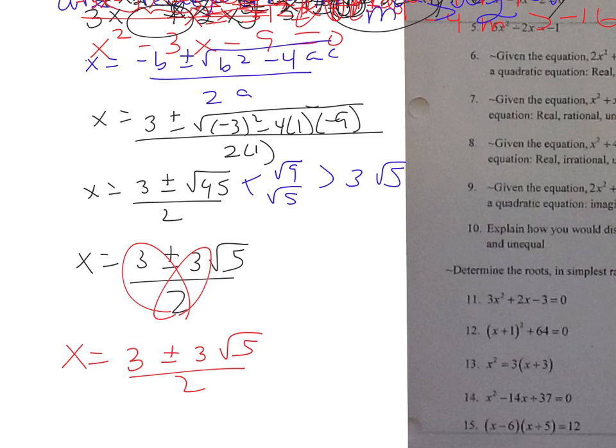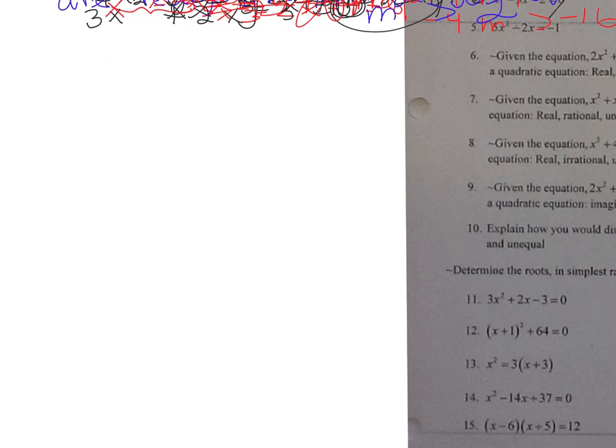Okay, number 14. And 14 is x squared minus 14x plus 37 is equal to 0. All right, so I notice here that I have a 1 in front, which is good. And my middle term is even, so I want to complete the square. So I'm going to subtract 37.